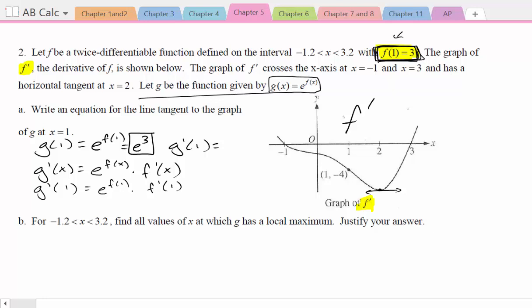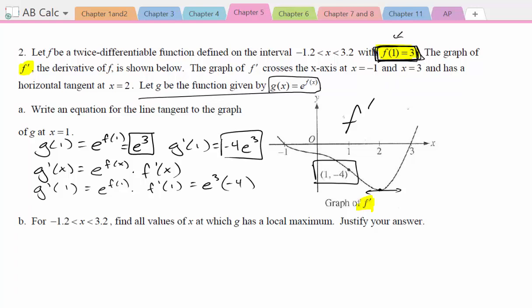E to the power of f of 1 is, again, e cubed. And for f prime of 1, I'm looking at the graph and I'm looking at this point right here. F prime, because this is the graph of f prime, at 1 is -4. So then g prime of 1 is -4 e cubed. With a point and a slope, I can write an equation of a line. Y minus e cubed equals your slope, which is the derivative, -4 e cubed, and then x minus 1.